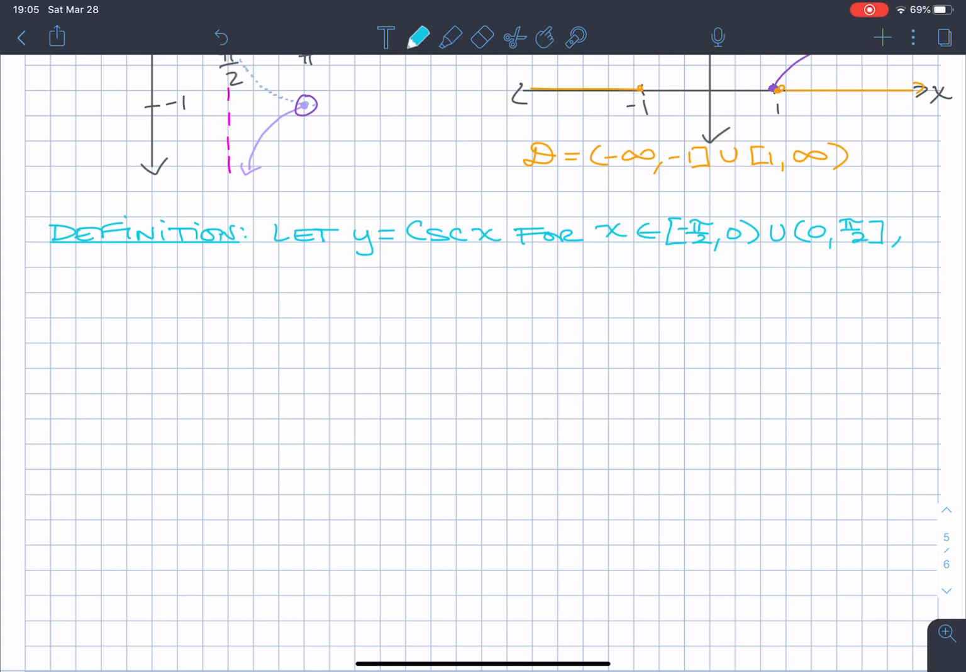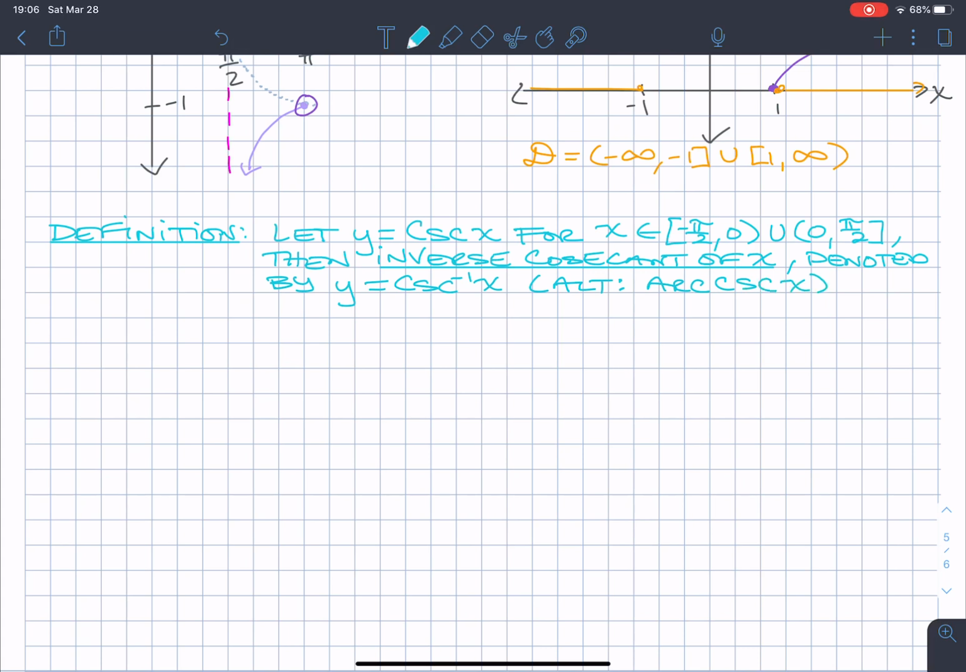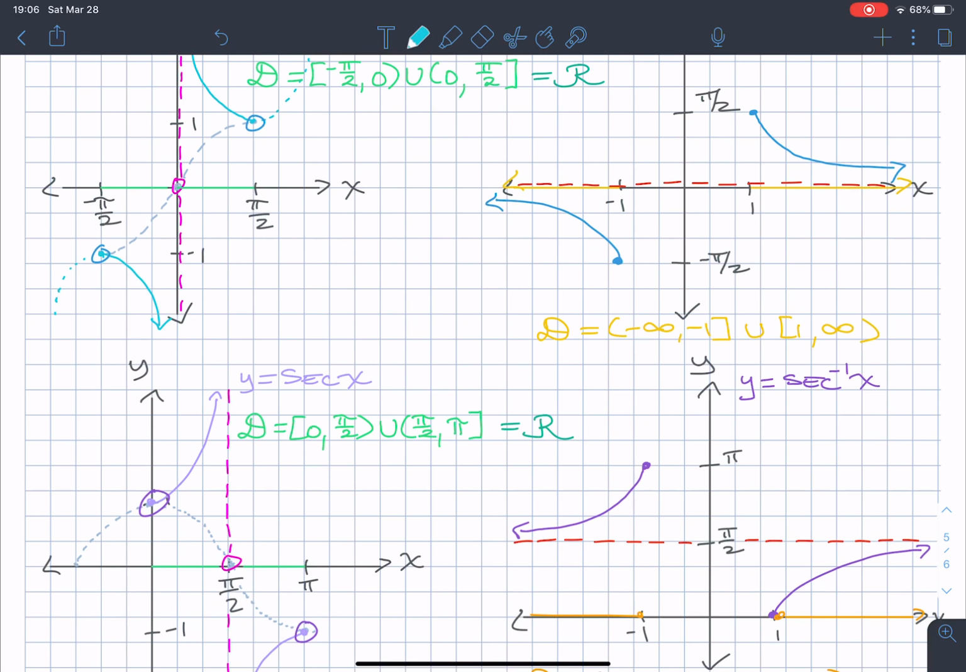Then the inverse cosecant of x, that's what we're defining, denoted by y is equal to cosecant inverse of x. Alternately, we can use the arc notation, arc cosecant of x, which has domain from negative infinity to negative 1, then from 1 to infinity. Is that true? Let's see. Yep, looks like that is the domain.